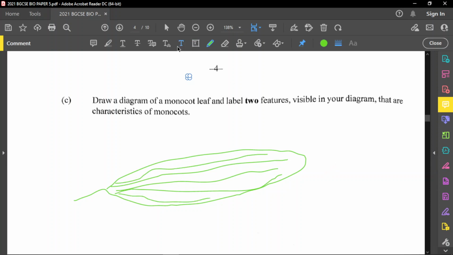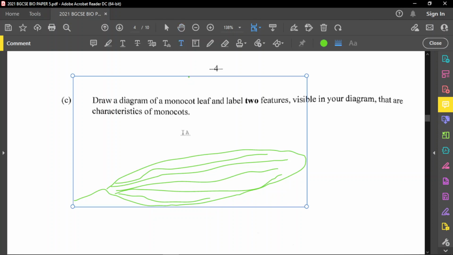And so the two observable things that we can see right here, and you have to label them. Two features of the diagram visible to you. So label two features. The first is that the leaf is narrow. So the leaf is narrow, so let's put narrow right here.